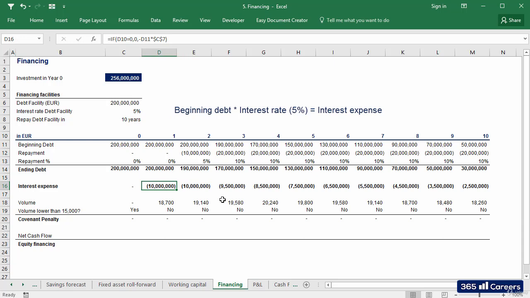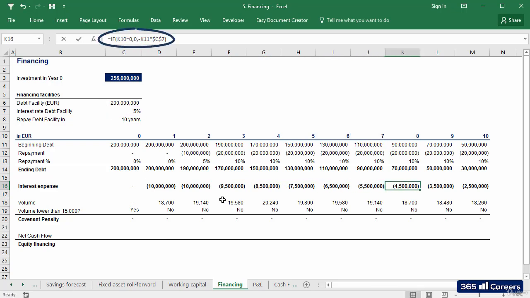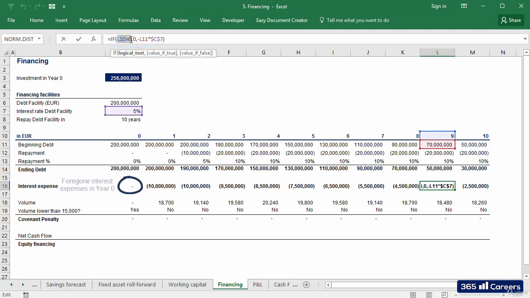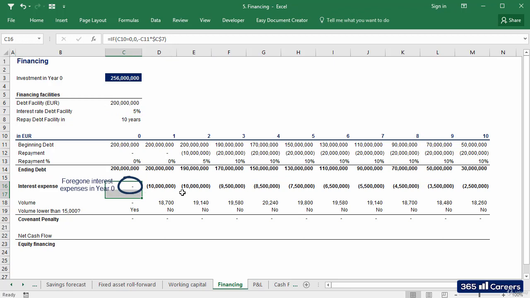As it should be, interest expenses decrease gradually over time because debt is repaid. Please pay attention that we need the if function because, as we said in our intro lesson, the bank agreed to forego interest expenses during the construction stage.